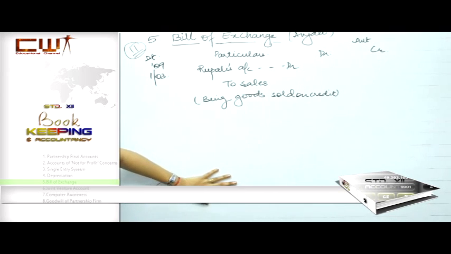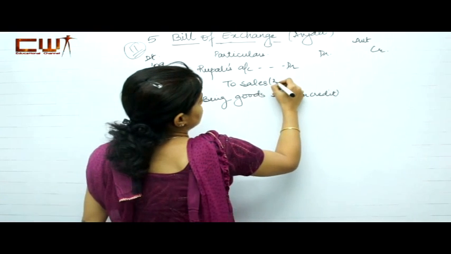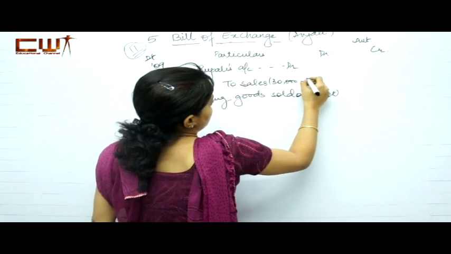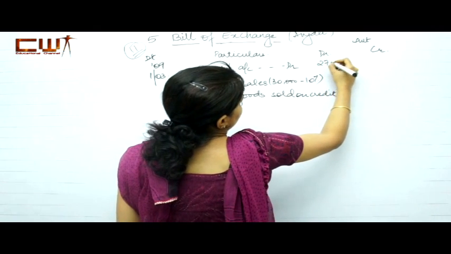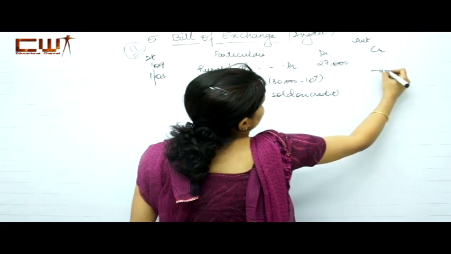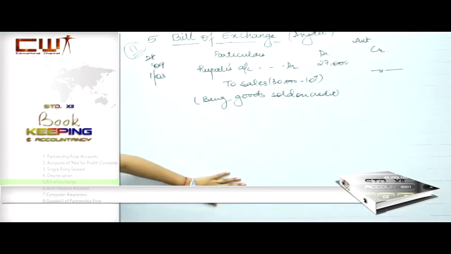On the next day, Rupali paid 10,000 in cash and accepted the bill for 2 months for the balance. So 30,000, right? What is the amount after the 10%? 30,000 is the amount minus 10%. So what is the amount of the bill? 27,000 debit and 27,000 is the credit amount. This is what you made the sales for.